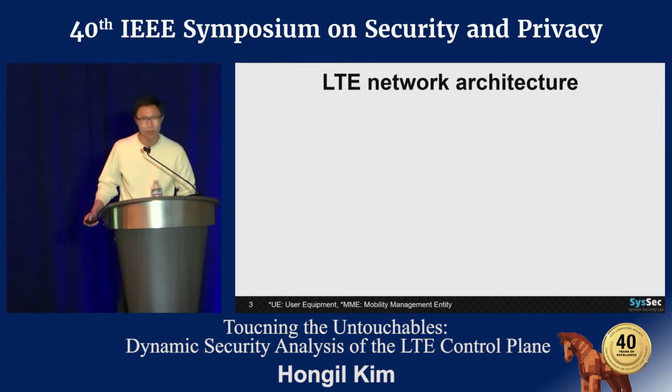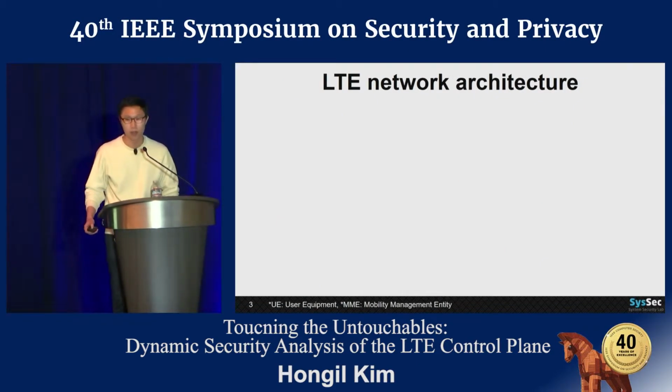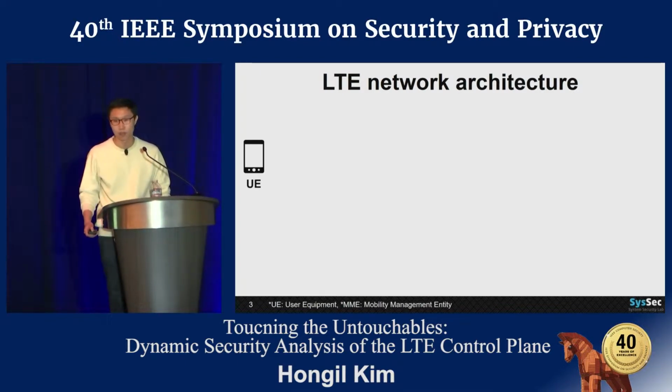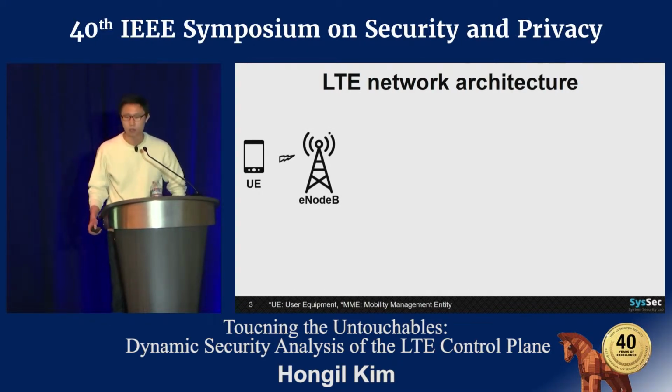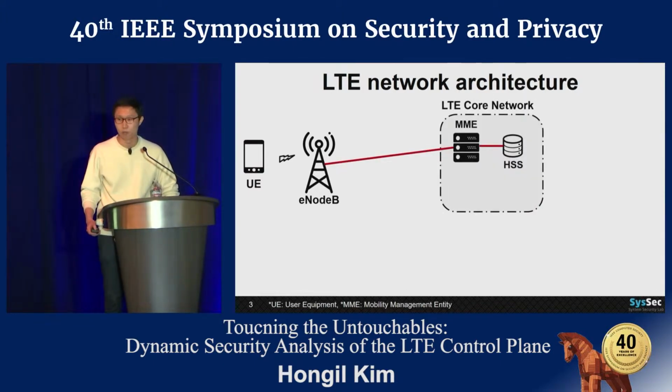Oh, yeah. So before we talk about the details of LTE security, let's see how LTE works. First, the LTE phone is called user equipment, in short UE. This UE makes a radio connection with a nearby base station called Node B. Using this radio connection, the UE communicates with a mobility management entity, MME, to register to the LTE network.